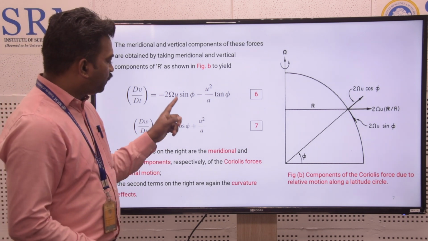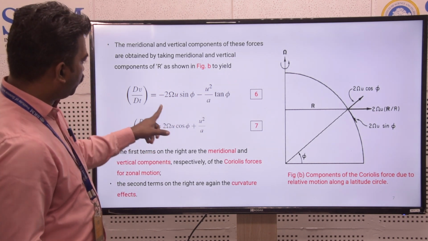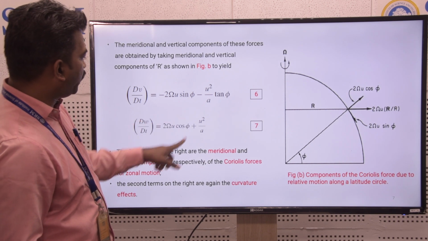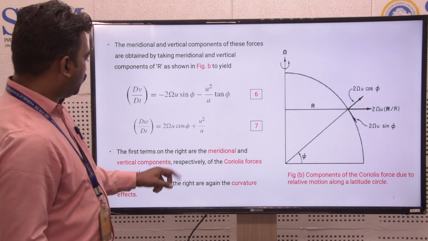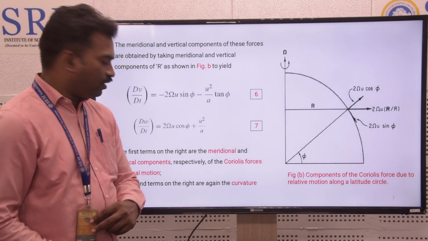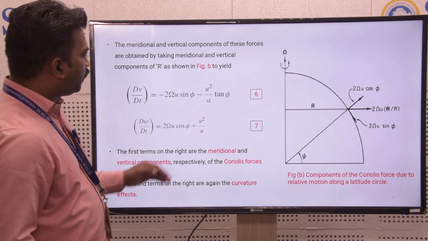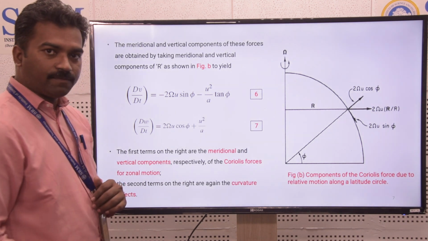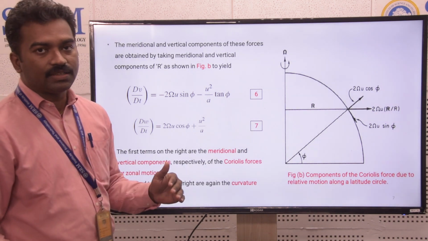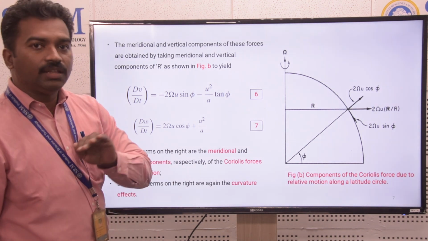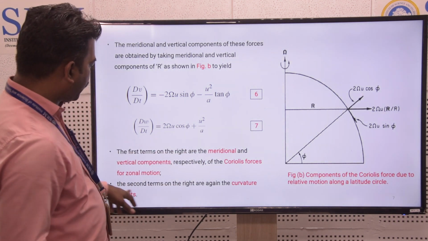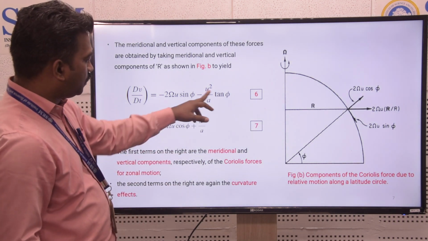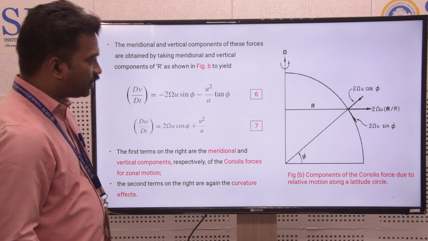Now these first terms on the right side, minus 2 omega u sin phi and 2 omega u cos phi, are called the meridional and vertical components respectively of the Coriolis force in the zonal motion, because we initially considered the movement of the object in the eastward direction. The second terms are again due to the curvature effects.